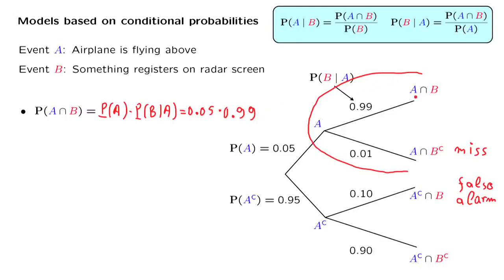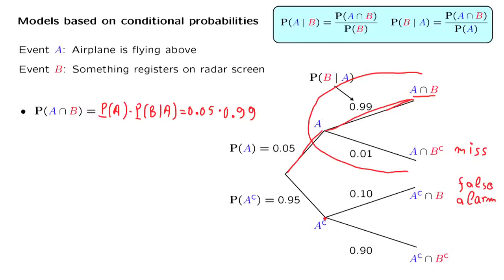So we can calculate the probability of this particular event by multiplying probabilities and conditional probabilities along the path in this tree diagram that leads us here. And we can do the same for any other leaf in this diagram. So for example, the probability that this happens is going to be the probability of this event times the conditional probability of B complement given that A complement has occurred.